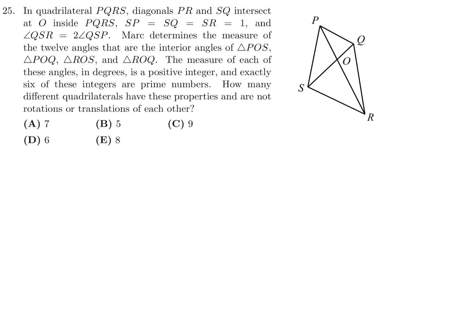In quadrilateral PQRS, diagonals PR and SQ intersect at O inside PQRS. SP equals SQ equals SR equals 1. And angle QSR is equal to 2 times angle QSP.